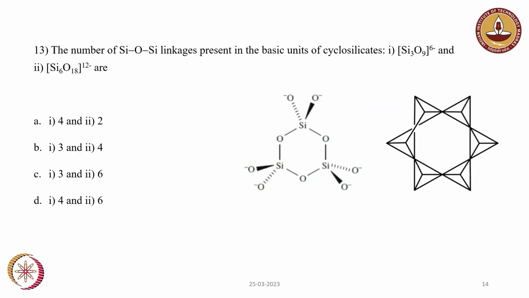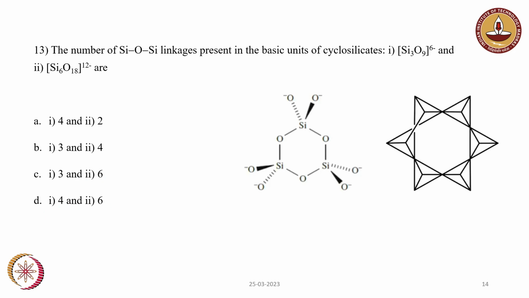The next question is, the number of Si-O-Si linkages present in the basic units of cyclosilicate. One is Si3O9 6 minus, and second one is Si6O18 12 minus. Option A is 1, 4 and 2, B is 3 and 4, C is 3 and 6, and D is 4 and 6.